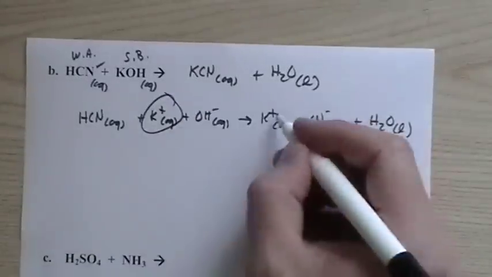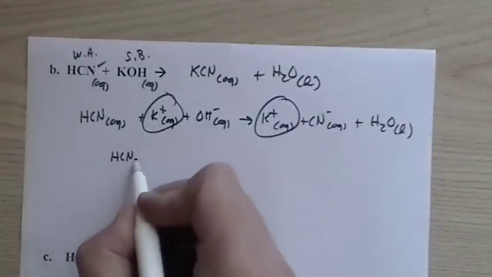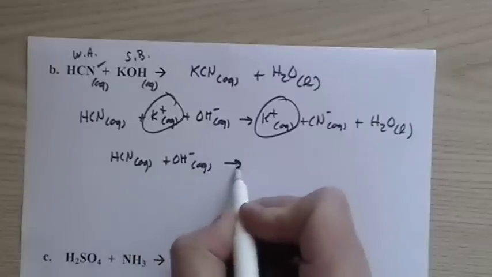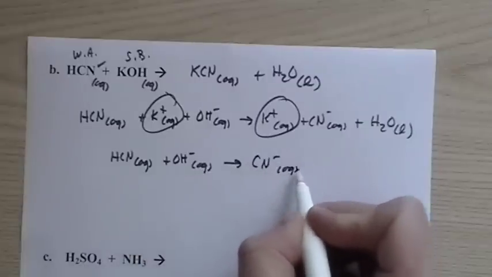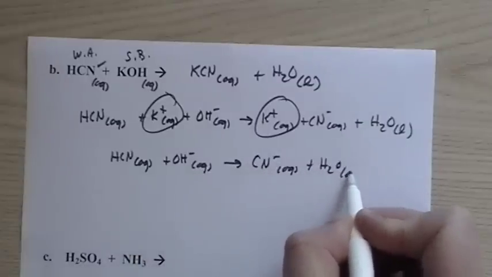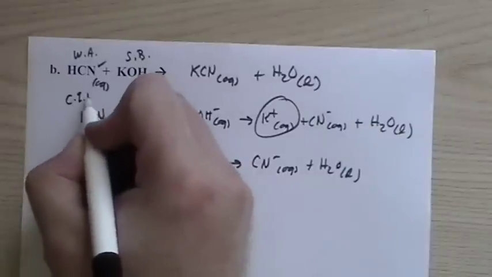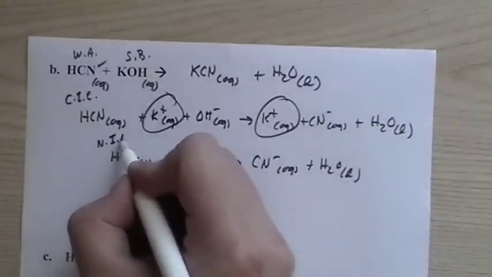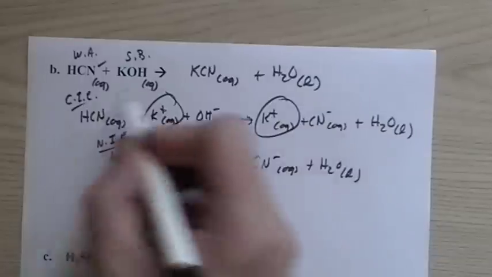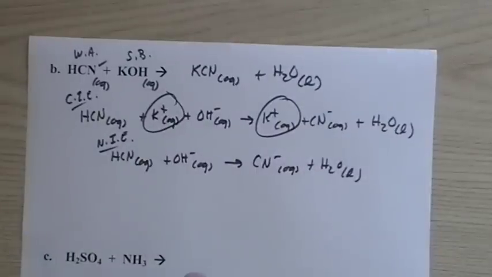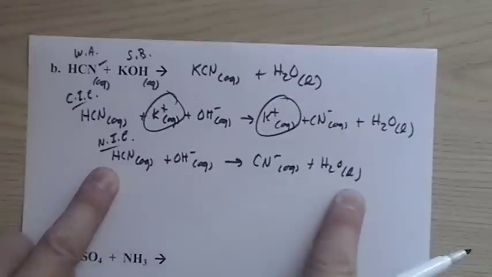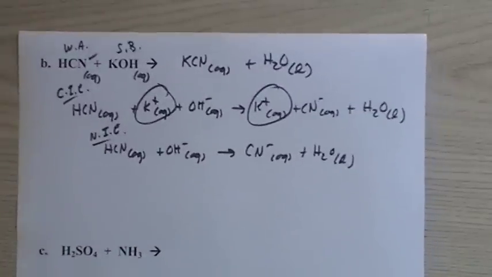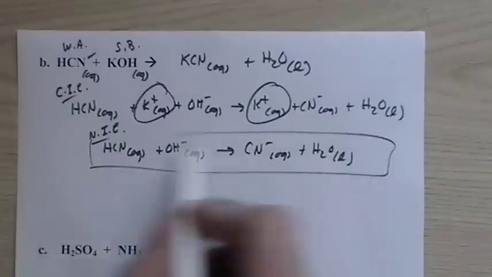Well, take a look here at spectator ions. This HCN, because it doesn't break up into ions, that's the difference. So the full molecule reacts with OH minus to produce CN minus and water. So we have the complete ionic equation where we leave the HCN alone and the water alone. And the net ionic equation is slightly more complicated than the strong acid, strong base one, which was just H plus OH minus produces water. Because this remains intact, we have to carry it through.